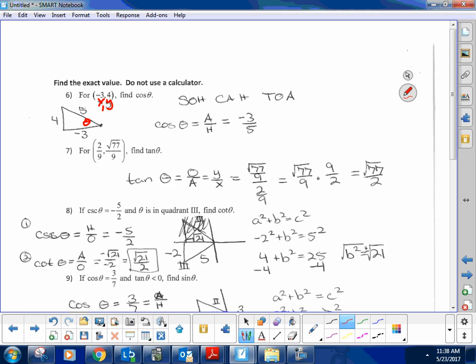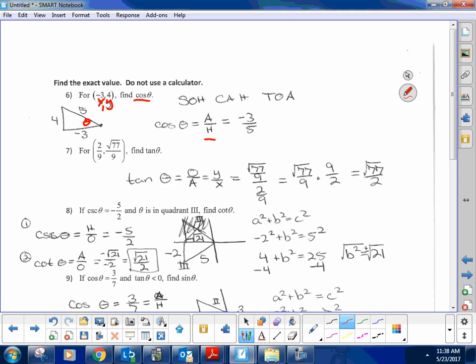One of the benefits I have is that I know that this is a 3, 4, 5 triangle. If not, you could do the Pythagorean Theorem to solve it. But because we're working with cosine, it's important that cosine is adjacent over hypotenuse. And this is how we end up with the solution, -3 over 5.